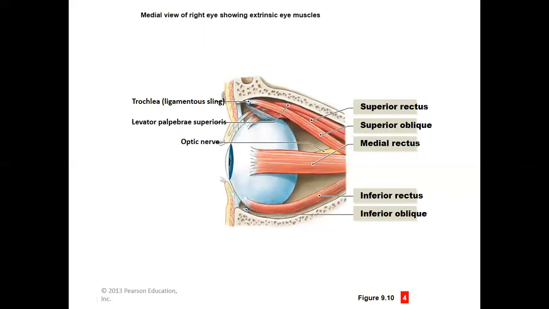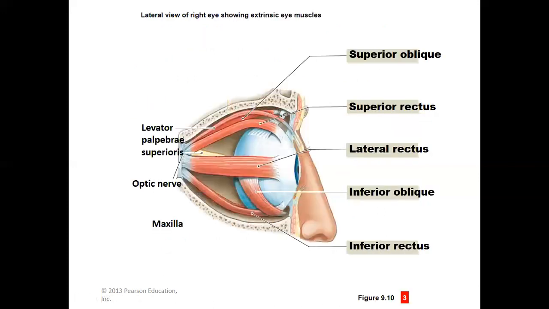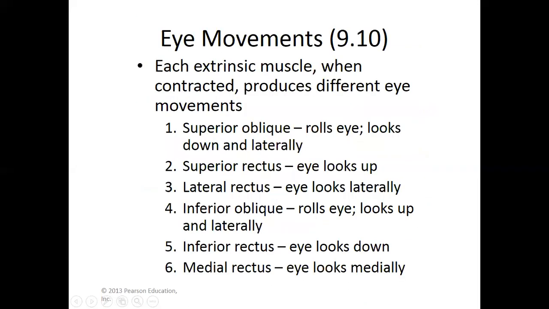I'm going to flip back here. Look at their attachments. So right here's the inferior oblique. It attaches just underneath the lateral rectus here, and it'll pull in this direction on the eye. So let's go back here and think the superior and inferior oblique, they roll the eye. So think kind of like rotating it, but also can look down and out laterally. The inferior oblique looks up and out laterally.